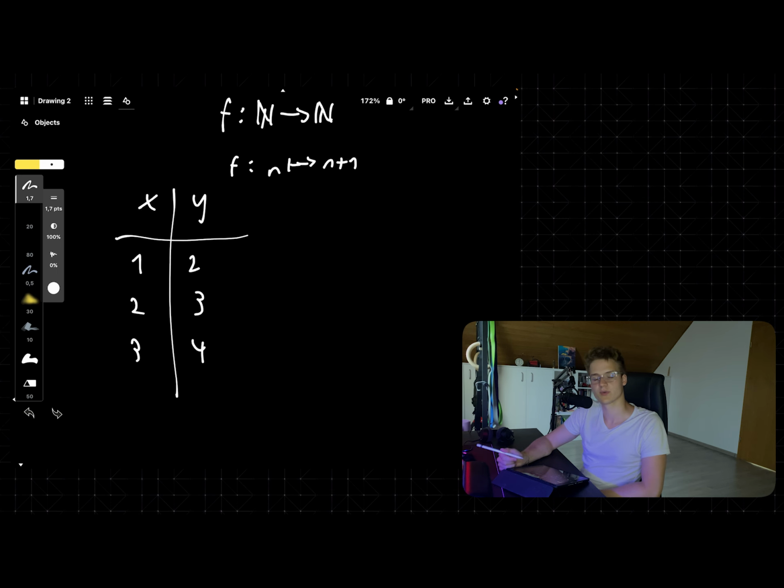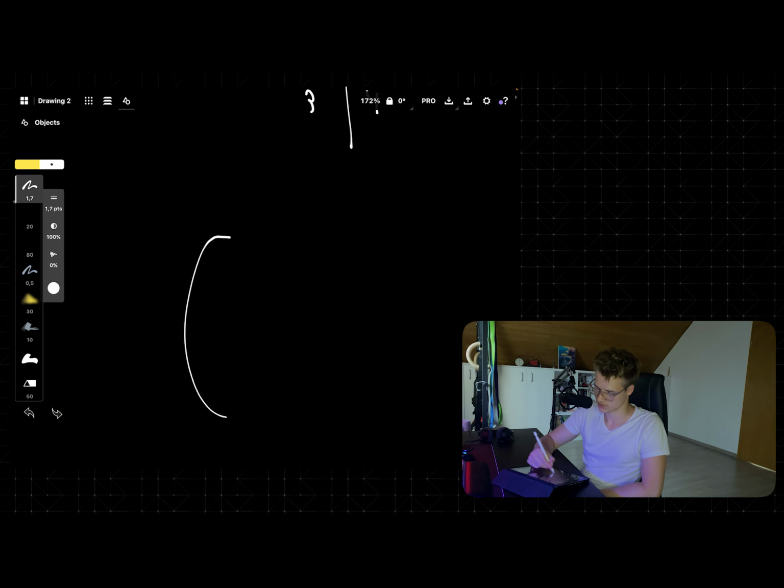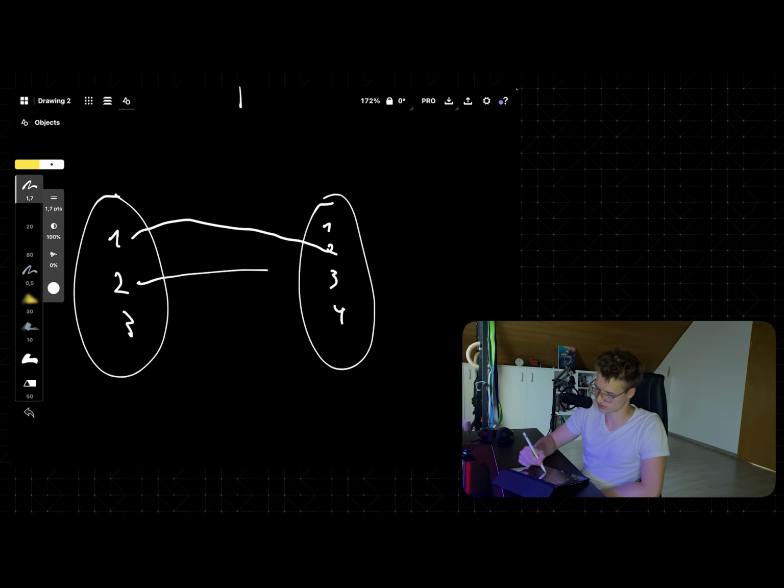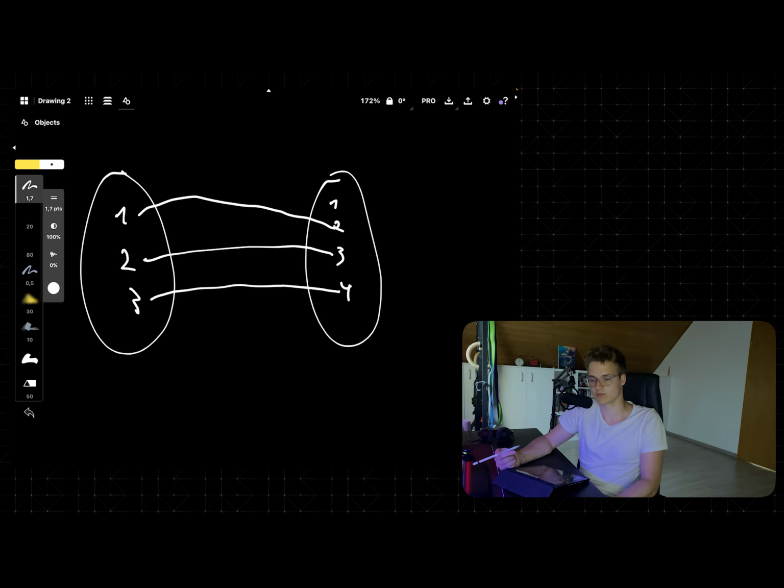The second way, what we can do is we can use a diagram, an arrow diagram. So we say 1, 2, 3, and then we have 1, 2, 3, 4, etc. And we just map them accordingly. Again, this is a very valid way to represent it.